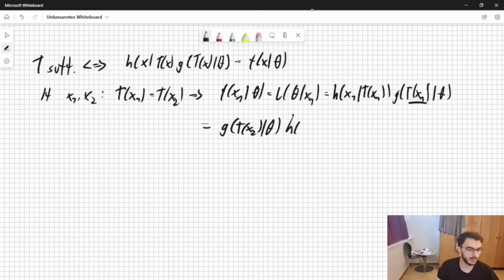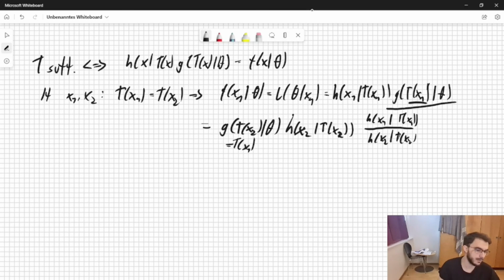because we want the other function here, so first we write h of x2 given t of x1, t of x2, and then we just multiply it by what we want to have, which is h of x1 given t of x1 divided by h of x2 given t of x2. So this here is equal to t of x1. So these two functions, they're the same. And this over here is just c in our likelihood principle.